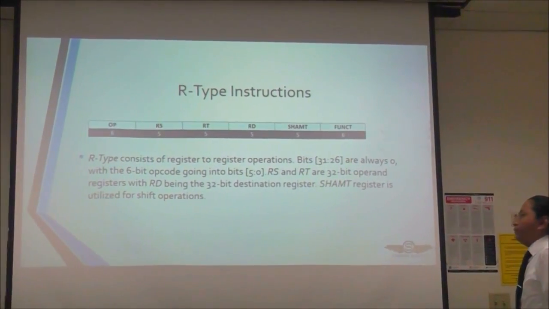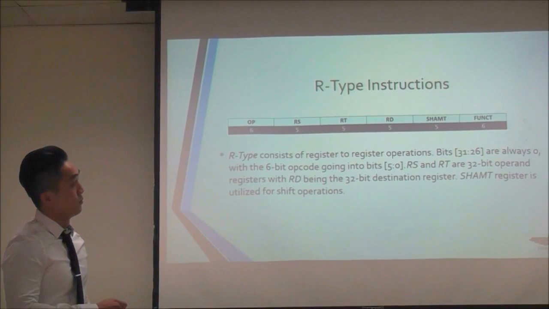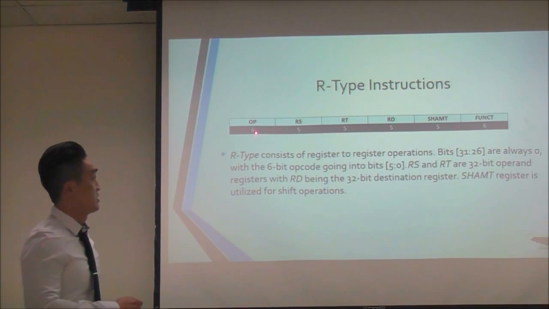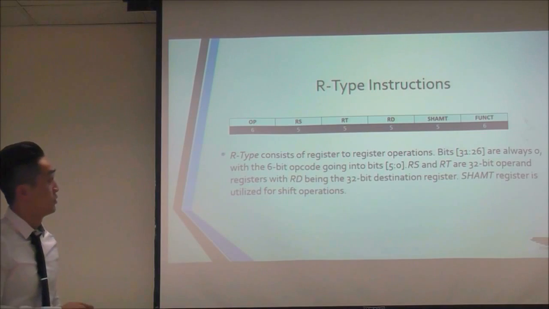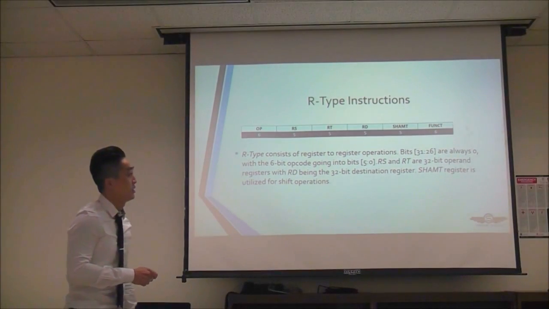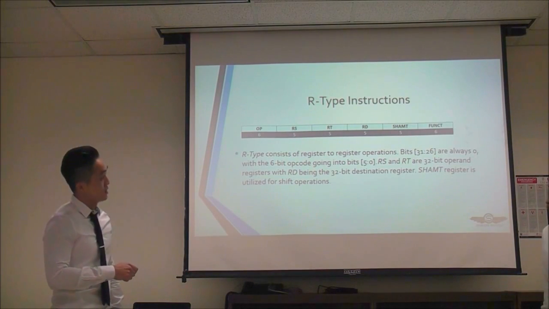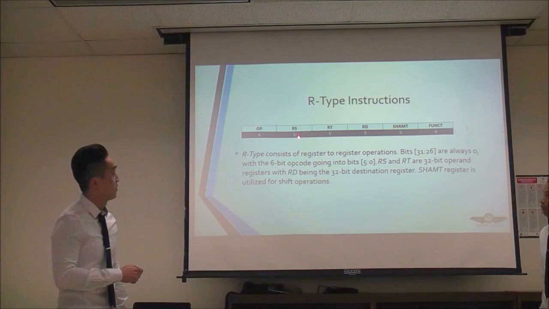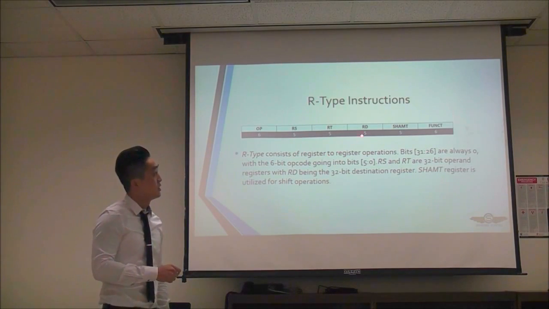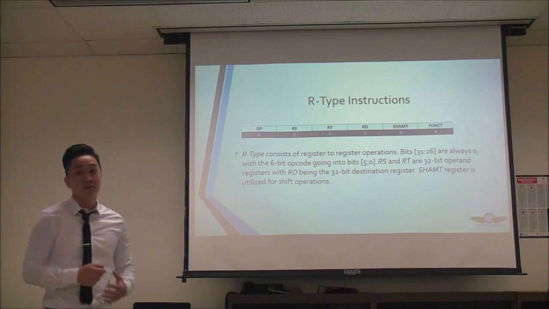So since our bit processor is 32 bits, all instructions are 32 bits wide. For the R-type instructions, the 6 most significant bits, 31 to 26, are reserved for the opcode, but by default they're set to 0, and the opcode will actually be found in the function block in bits 5 through 0. RS and RT are your source registers, each having 5 bits allowed for 32-bit operands, and your destination register is RD. And then there's the shift amount, which is also 5 bits, and that's only utilized for shift operations.